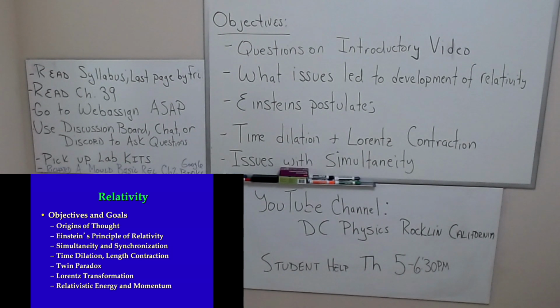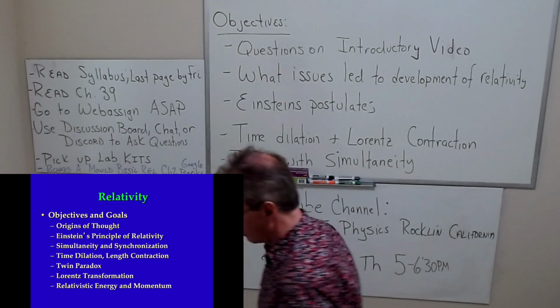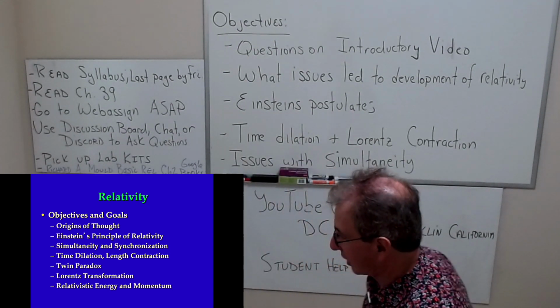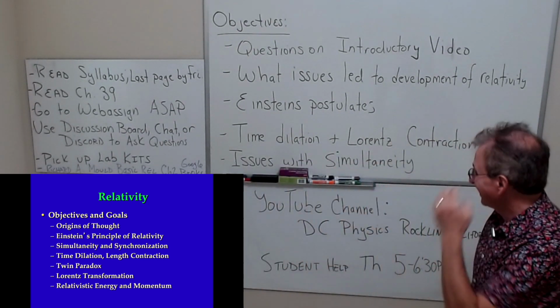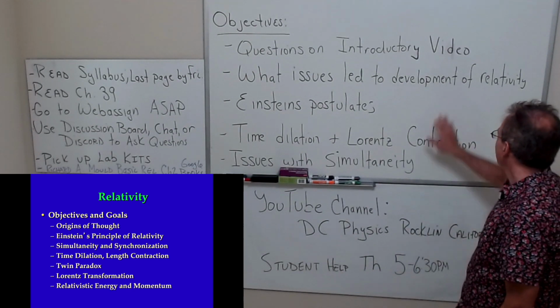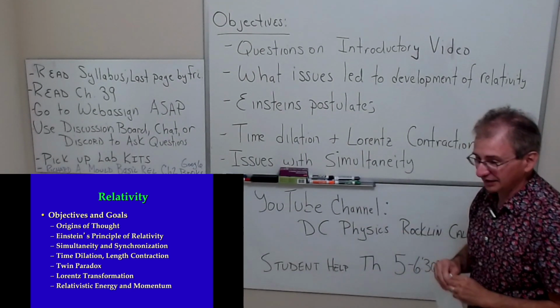So let's start talking about chapter 39. Unless you have another question, I'm going to start with chapter 39. And we're going to discuss relativity. I want to talk about the origins of why this idea, where this idea came from.